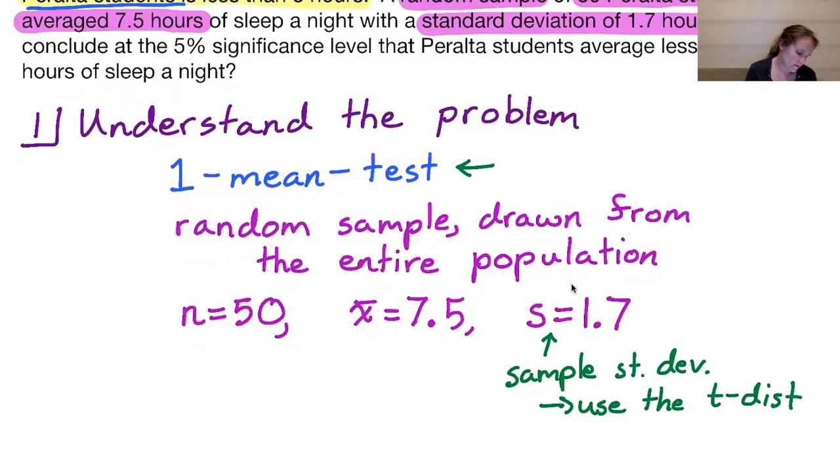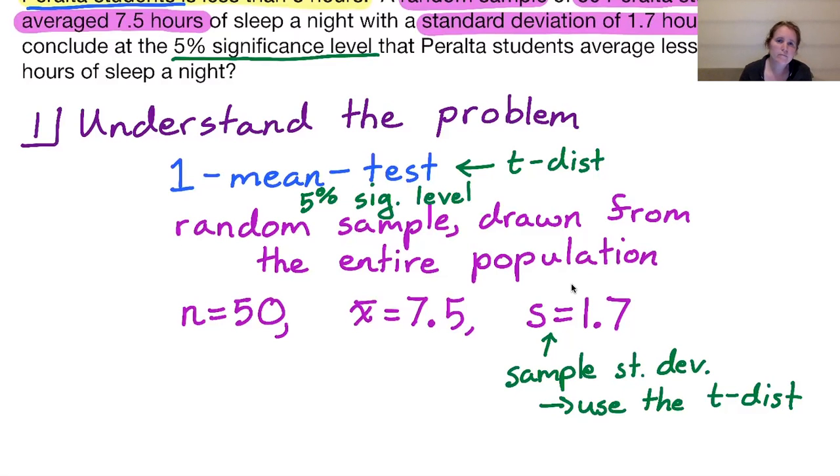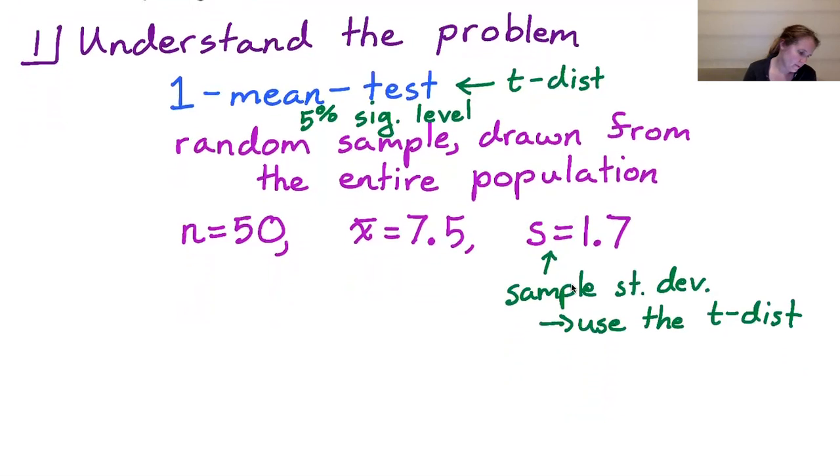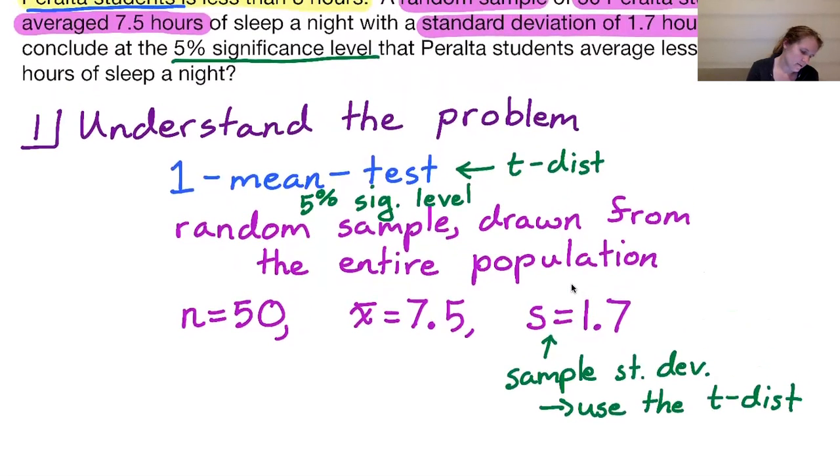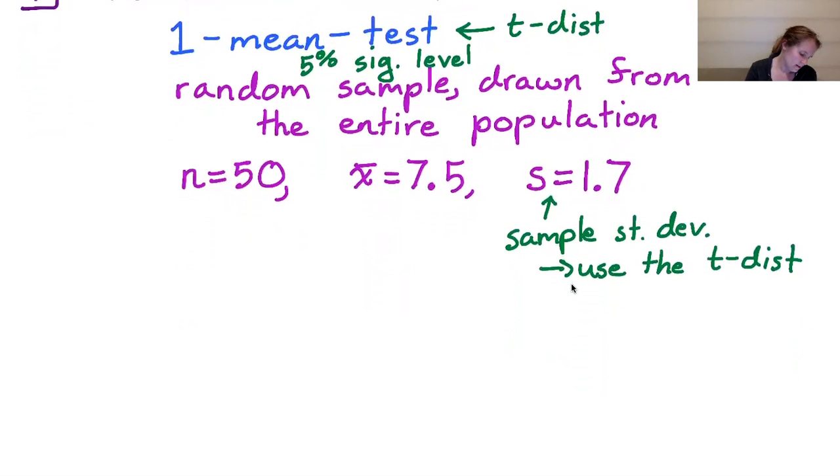So for this, we are going to use the t distribution instead of the z distribution. The other key piece of information, we have 5% significance level. So we are looking at the 5% significance level. And then we want to know if the average is less than 8. So we are trying to see, is the average mu less than 8?